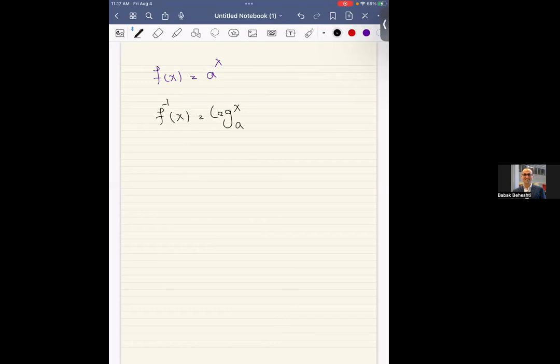Now, what happens if you compose them? Maybe I haven't told you. Have you heard about compositions of functions like f of g? Grade 11? Okay, never mind. I will tell you later.